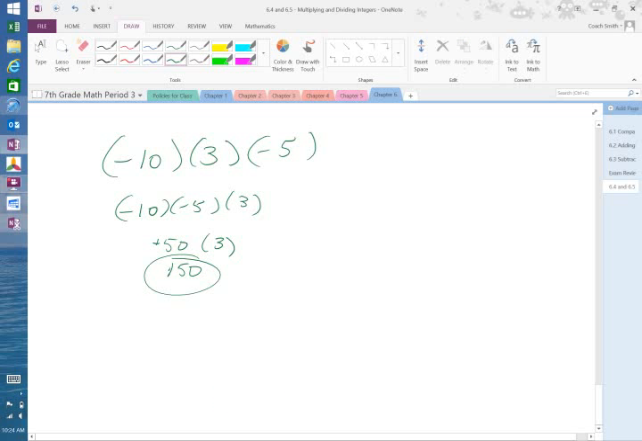Okay? So we use the commutative property to put the negatives together. It doesn't matter which way you do it. In other words, if I just take the original problem, negative 10 times positive 3 is negative 30. Negative 30 times a negative 5 would give me a positive 150. Okay? Any questions over that?